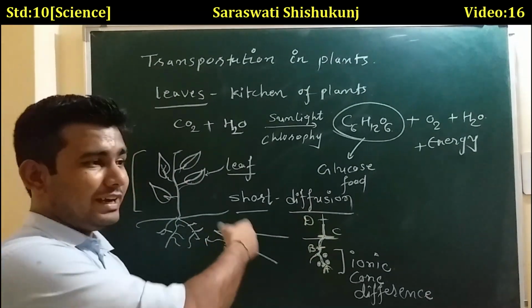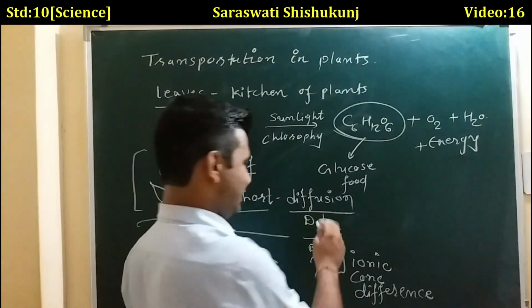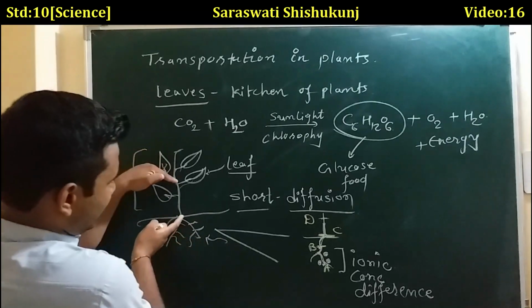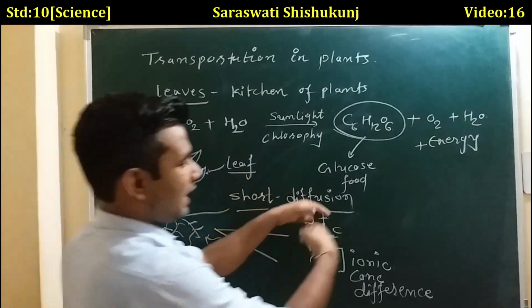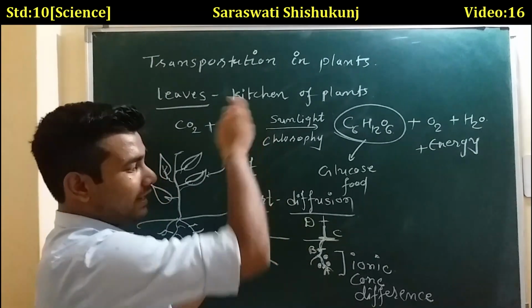Generally, we can understand this by the concept of a column. We can understand it like this. Suppose we take the stem, and how water is going in the upward direction.